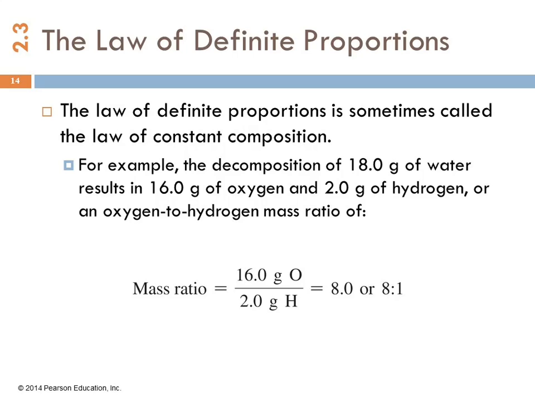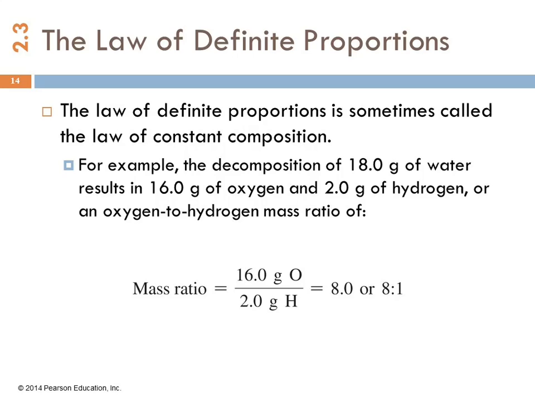So for water, if you take 18 grams of water and decompose it into hydrogen and oxygen, you're going to get 16 grams of oxygen and 2 grams of hydrogen. So we can say the oxygen to hydrogen mass ratio, 16 grams of oxygen to 2 grams of hydrogen, would be 8.0 or 8 to 1. And it doesn't matter how big the sample is, where the sample came from, the ratio is always the same.